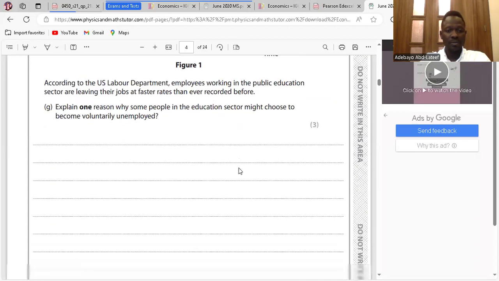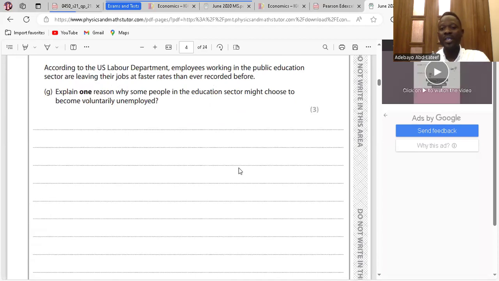Next, question G. Explain one reason why some people in the education sector might choose to become voluntarily unemployed. Before we go into that, what is voluntary unemployment? Voluntary unemployment occurs when individuals choose not to work. So here I wrote high income tax might be the reason why people become voluntarily unemployed. A high income tax paid by teachers will reduce the disposable income for teachers. As a result, there may be disincentive to become a teacher. Therefore, people who are supposed to choose a career in teaching may decide not to work because they don't want to pay much. That's one of the reasons.